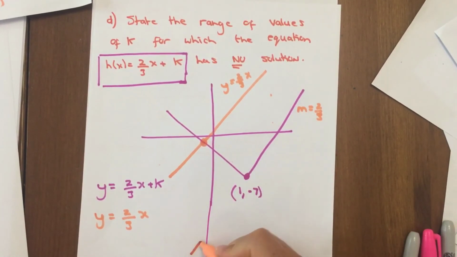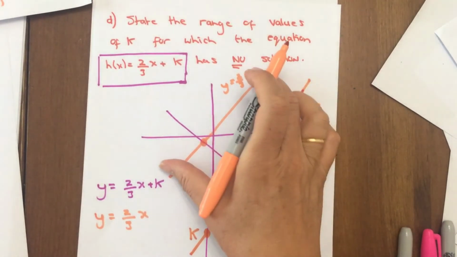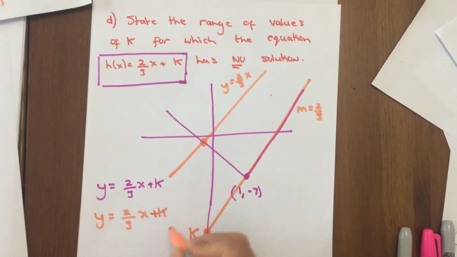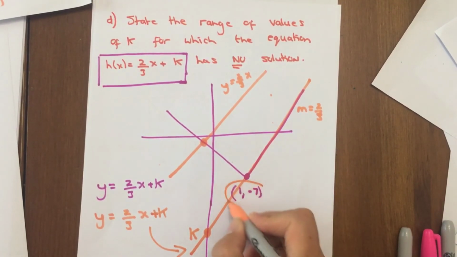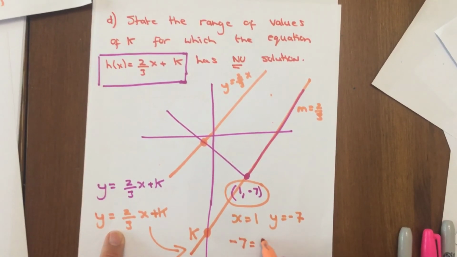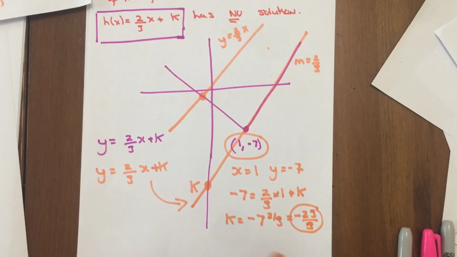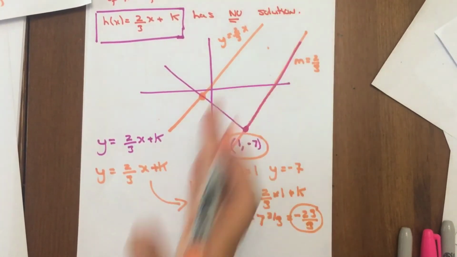So I'm going to move this line down to here and work out how far I have moved my equation down, i.e. what's the value of k now for this line? Well, we know this point is on the line. So when x is 1, y is -7. If I put that into my equation, -7 is 2/3 times 1 plus k. I can now find my k. So k will be -7 and 2/3, or -23/3. That's the value of k when this line is the same as the pink line.